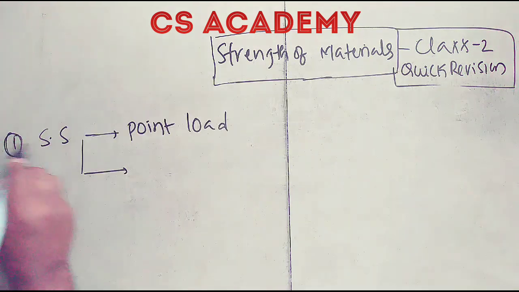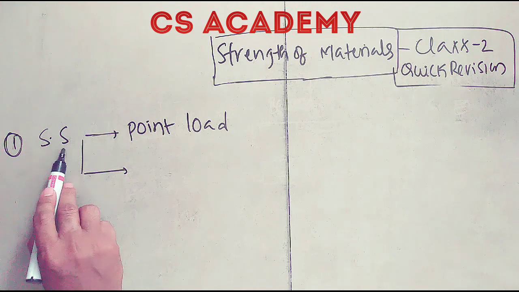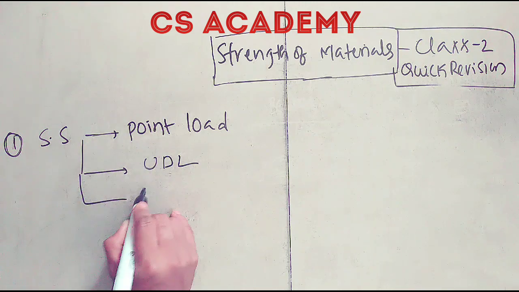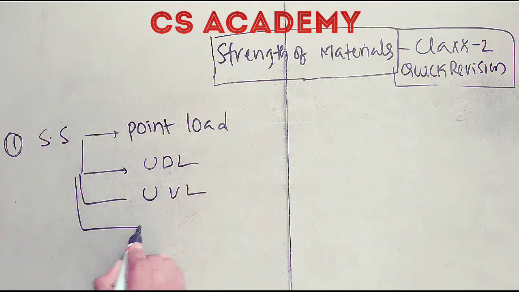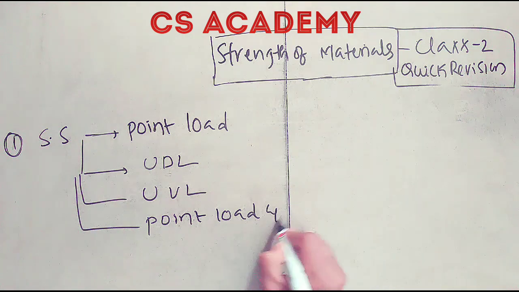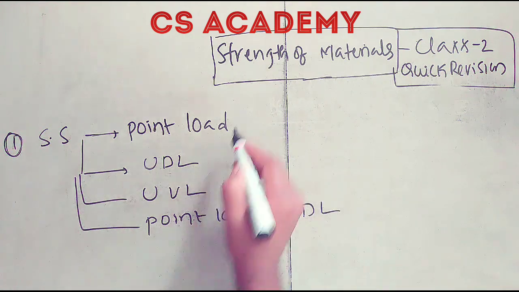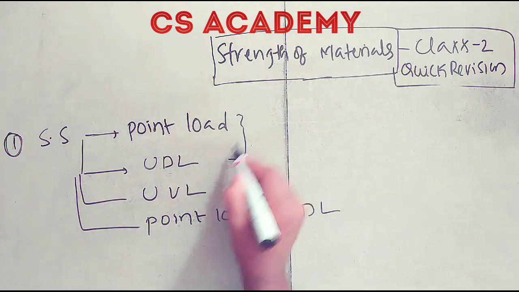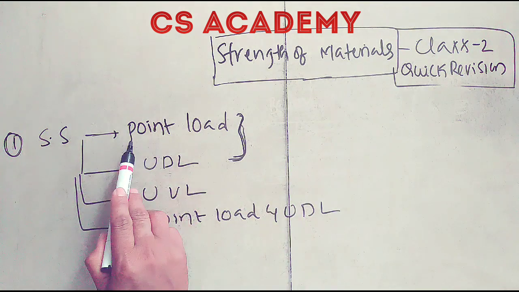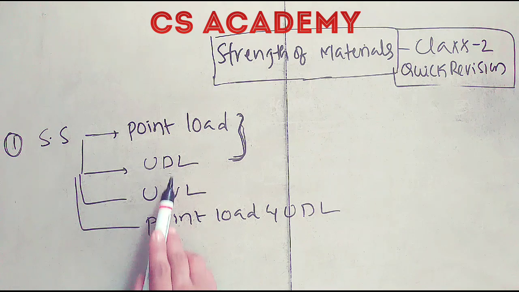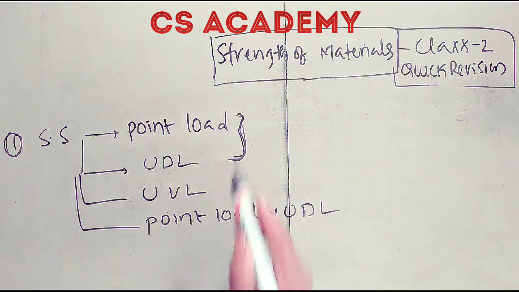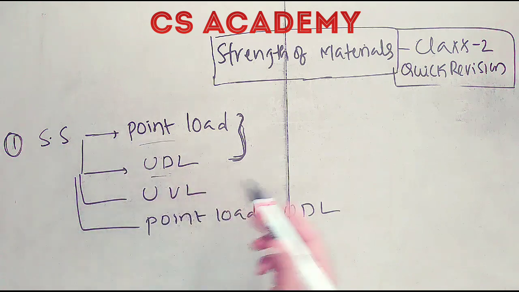Yes, first it is a simply supported beam. Simply supported is a combination with a point load, with UDL, and with UVL, and it is always a combination of point load and UDL loads. But in our syllabus we are limited to the point load and UDL for different beams. Now first we will see what is point load, what is UDL, what is UVL, and point load combined with UDL.